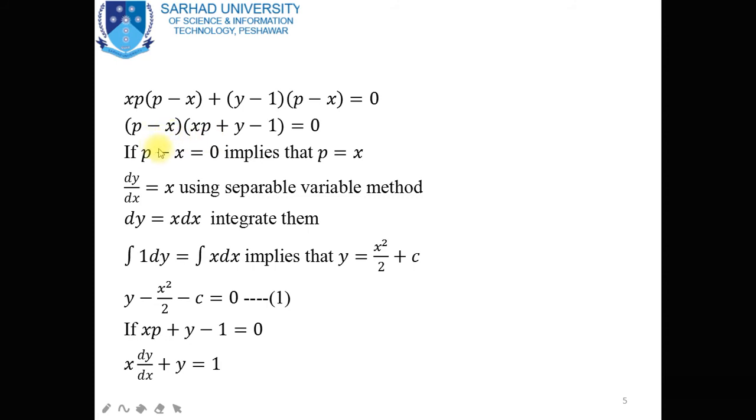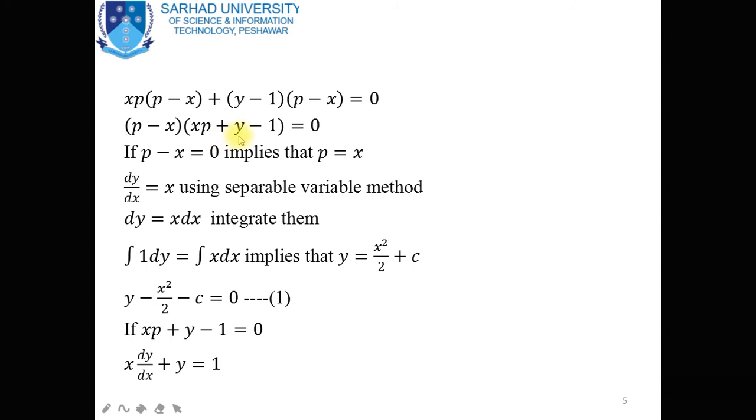So the first factor, p minus x is equal to 0, implies that p is equal to x, and p means dy by dx. For separation of variables, we can write dy is equal to x into dx. Now taking integration of 1 with respect to y and of x with respect to x, we get y is equal to x square by 2 plus c. This solution can be written as y minus x square by 2 minus c is equal to 0. This is the solution of this first order differential equation. Now the solution of the second factor.